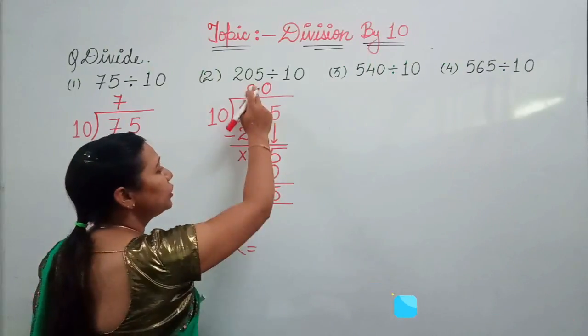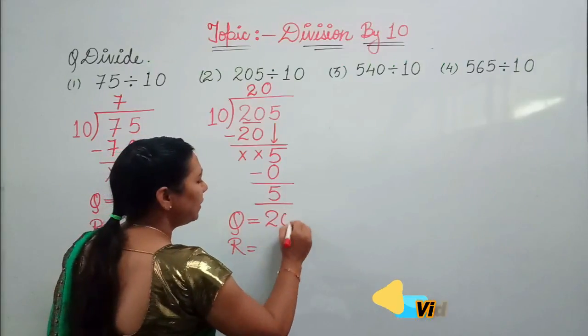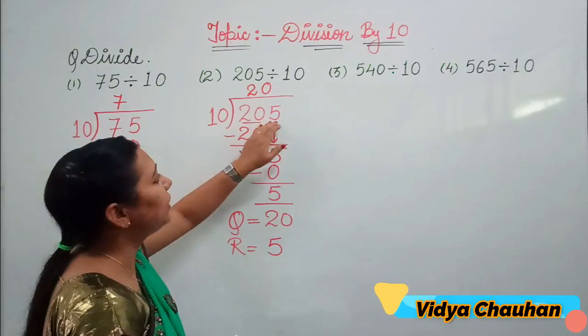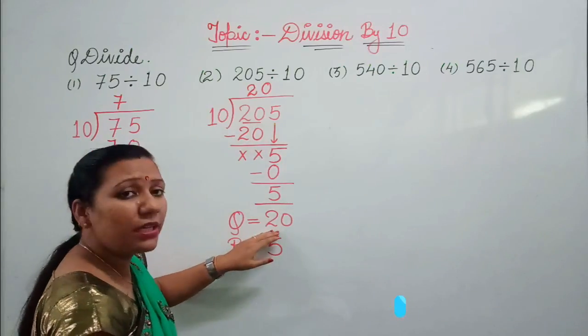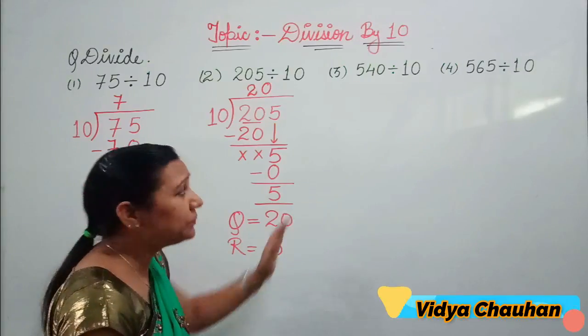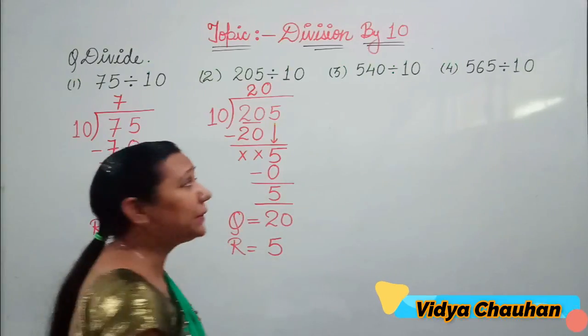So now what is the quotient? Our quotient is 20 and the remainder is 5. So when we are dividing 205 by 10, the quotient is 20 and remainder is 5. Clear, children? Let's take one more example.